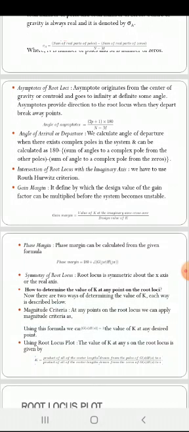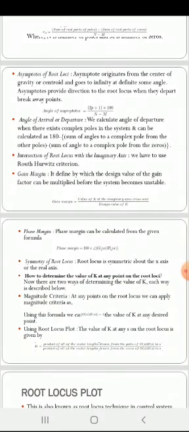The formula is G(s)H(s) is equal to 1. And another way is the root locus plot. The value of k at any s on the root locus is given by the formula below. K is equal to the product of all the vector lengths drawn from the poles of G(s)H(s) to s, divided by the product of all the vector lengths drawn from the zeros of G(s)H(s) to s.